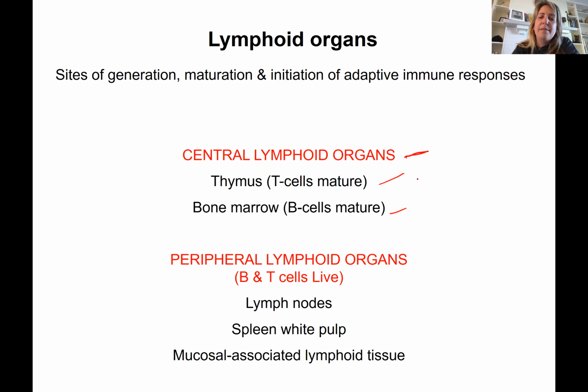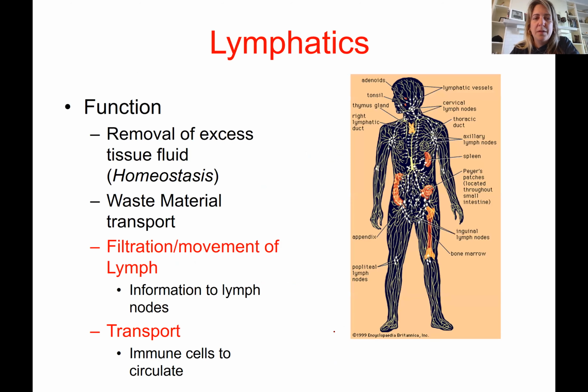And then we're going to have lymphoid organs throughout the body, such as lymph nodes, and the spleen also serves as a lymphoid organ. These are going to be areas where these B and T cells are going to live and are going to be released when the time comes.